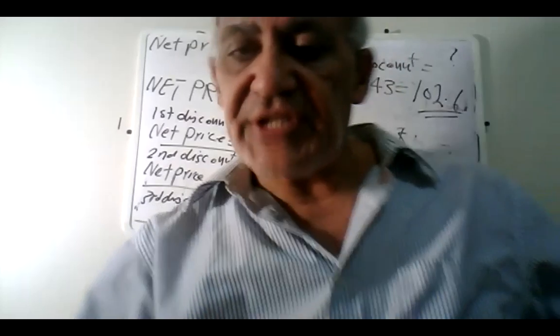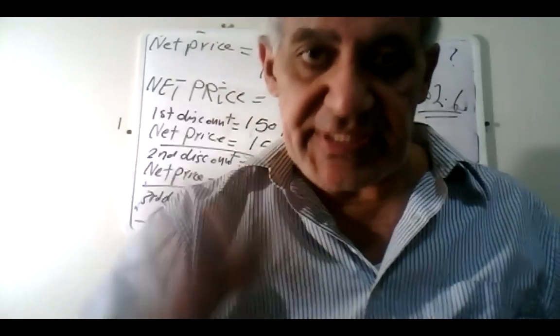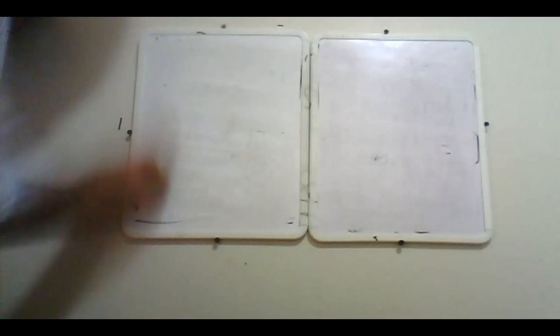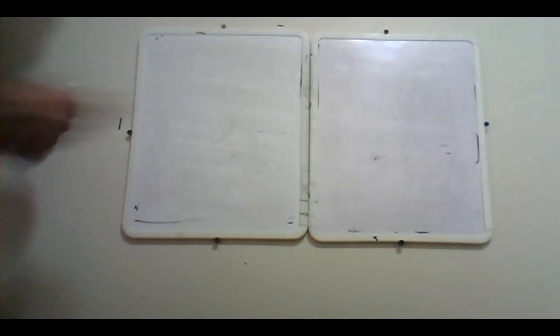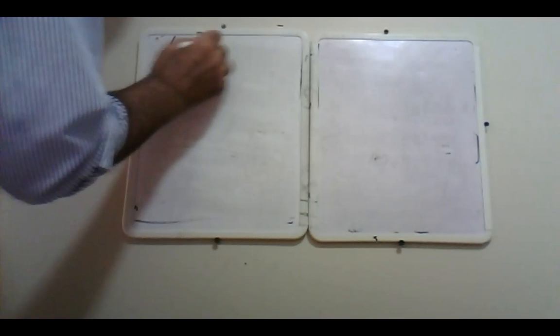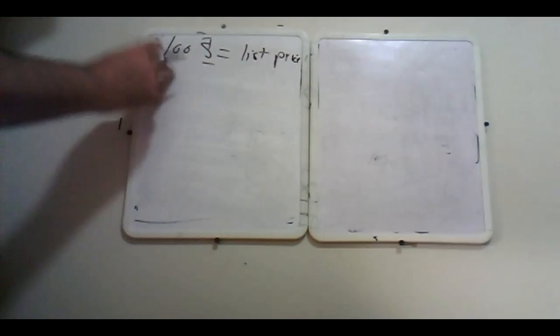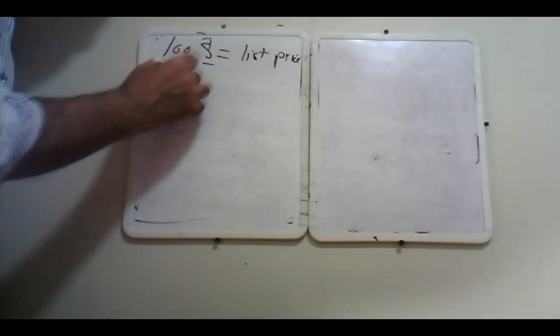Now I want you to pay attention to what I will say here at this point, please. If I say like this, as an example, let me say you bought an item of $100 as a list price, and you bought this item with a 20% discount.